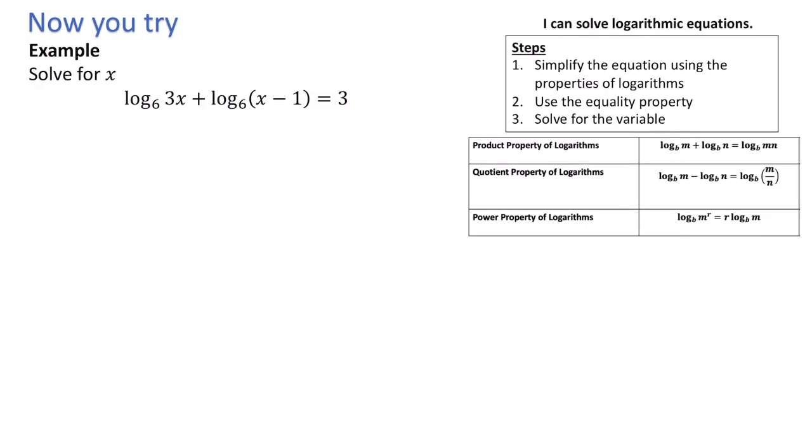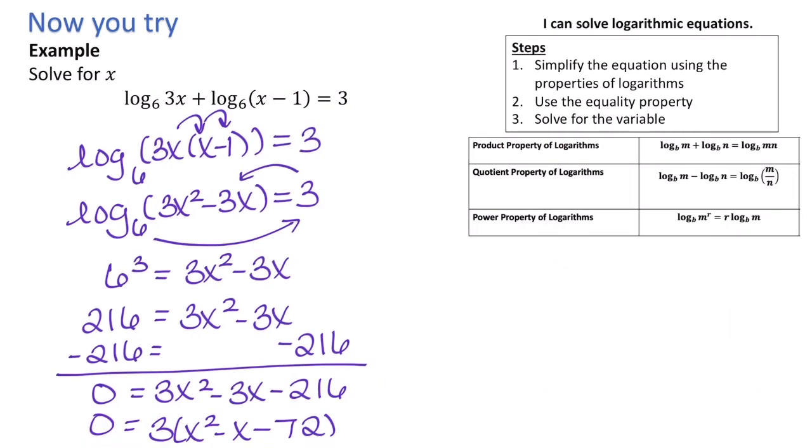So now you can pause the video and try this similar example on your own. So just like we did in the previous problem, we're going to combine the left side using the product property. So we get 3x squared minus 3x. So we can rewrite in exponential form. So we have 6 to the third equals 3x squared minus 3x. 6 to the third is 216.